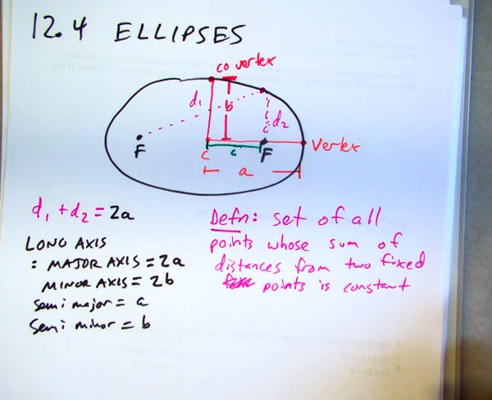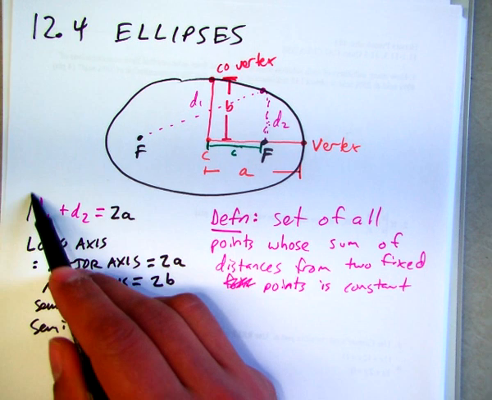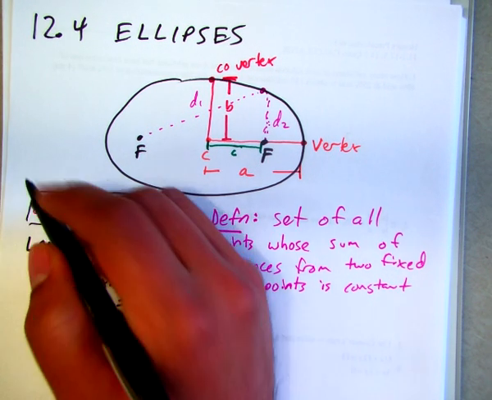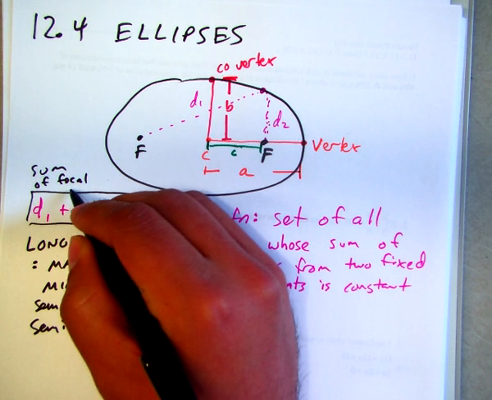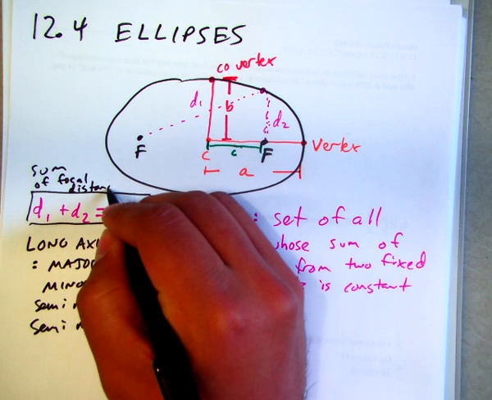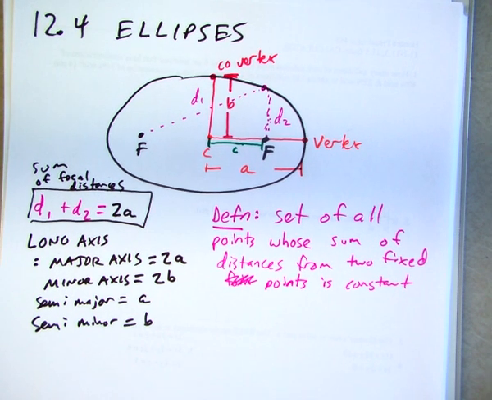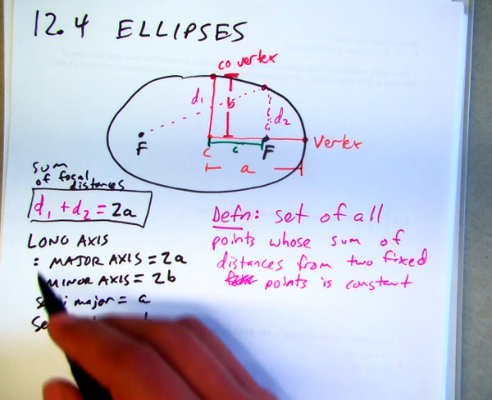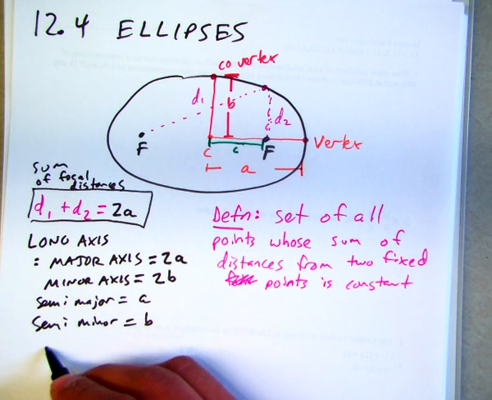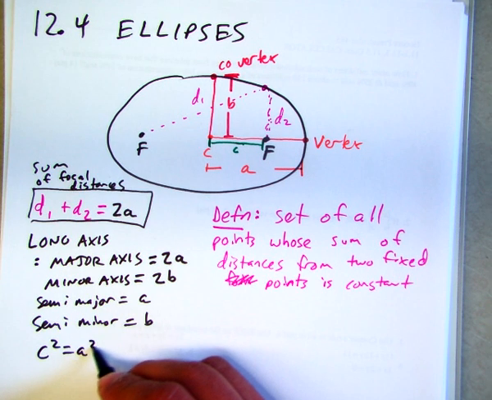Okay, so what are the equations you need to know? D1 plus D2, so this is the sum of focal distances. That's always double the major axis. That's 1. Another equation is that c squared is going to equal a squared minus b squared.